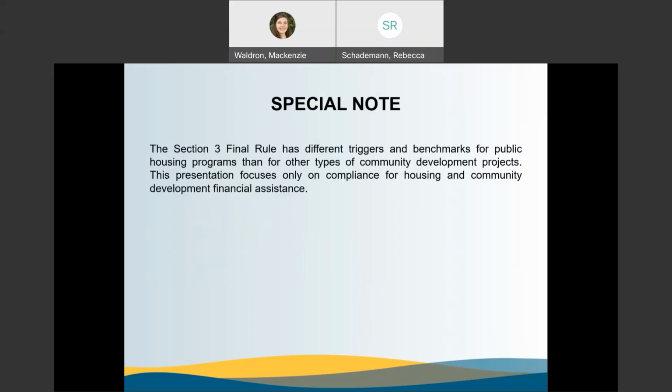We do want to take a moment and acknowledge a few items. The Section 3 final rule has different triggers and benchmarks for public housing programs than for other types of community development projects. This presentation focuses only on compliance for housing and community financial assistance. For additional information regarding the differences in treatment of public housing financial assistance, please see 24 CFR Part 75.